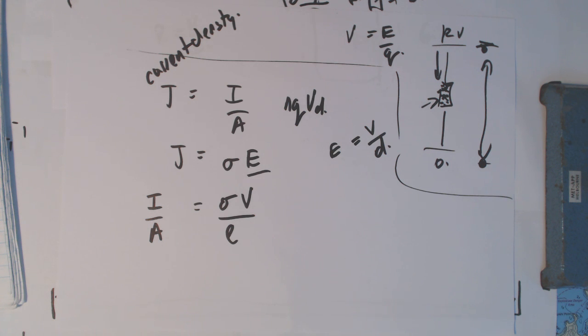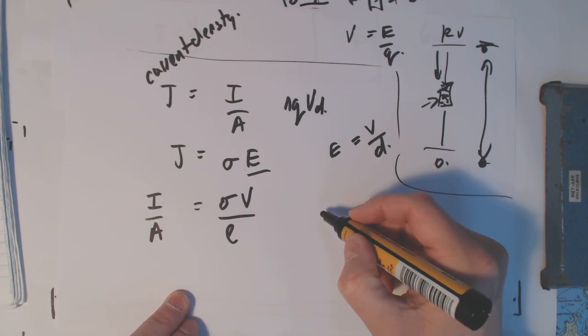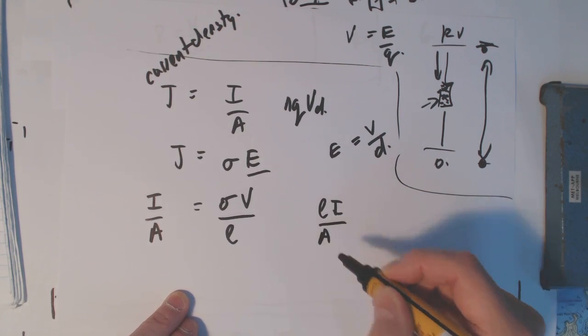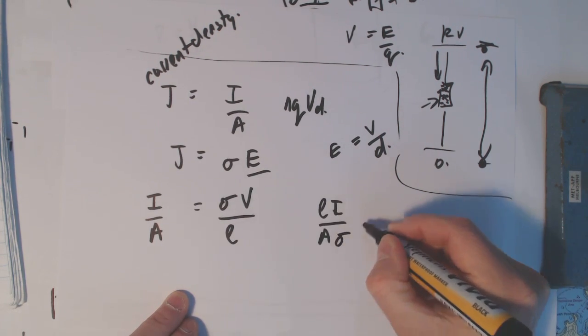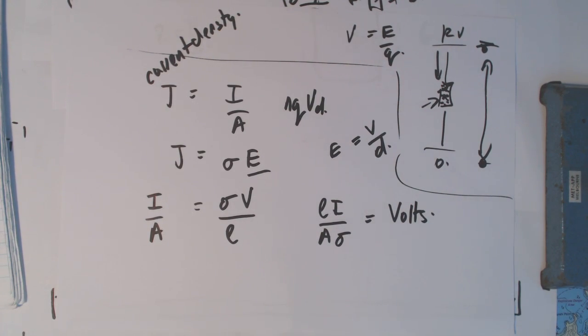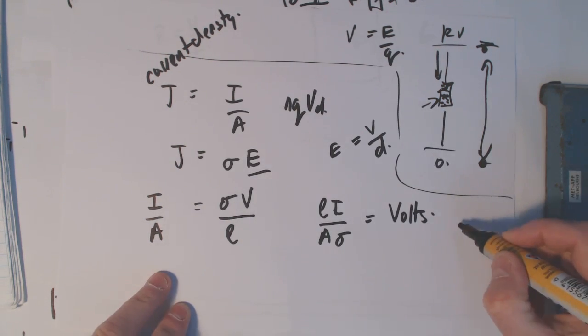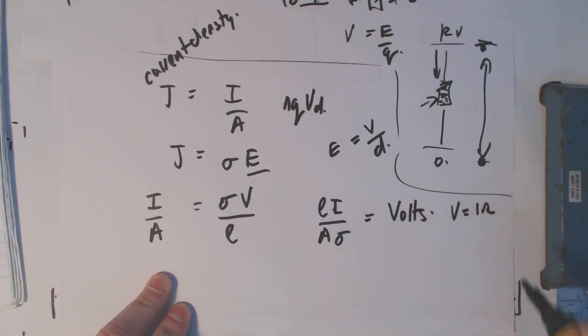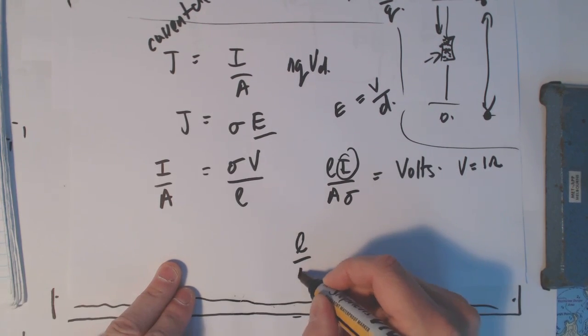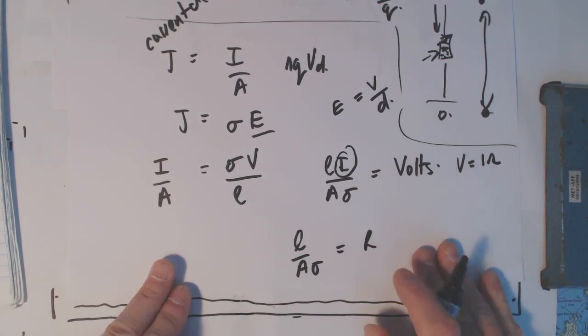So we've got this expression here. Let's solve this for V. We bring the L up there. So we get the length L times the current divided by A, all over sigma, equals volts. Now, we already had an expression V equals IR. So we've got the I here. So what we've basically done is we've said L over A sigma must be equal to R.